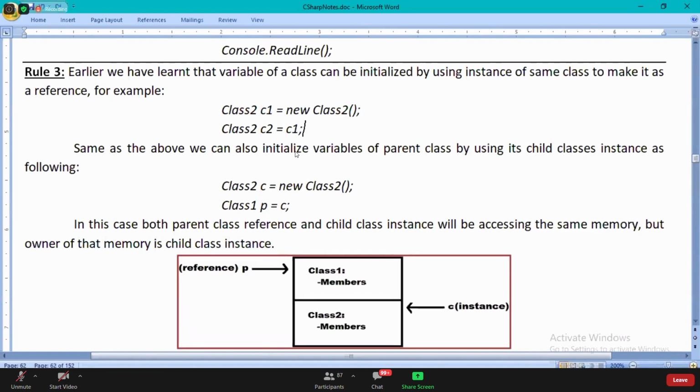Just like you can initialize the variable of a class by using an instance of the same class, we can initialize the variable of a parent class by using an instance of the child class. We can initialize the variable of a parent class by using the instance of its child class. Now in this scenario, both of them will be accessing the same memory.